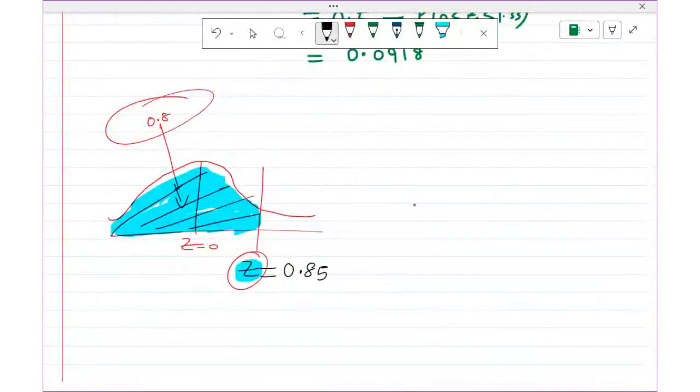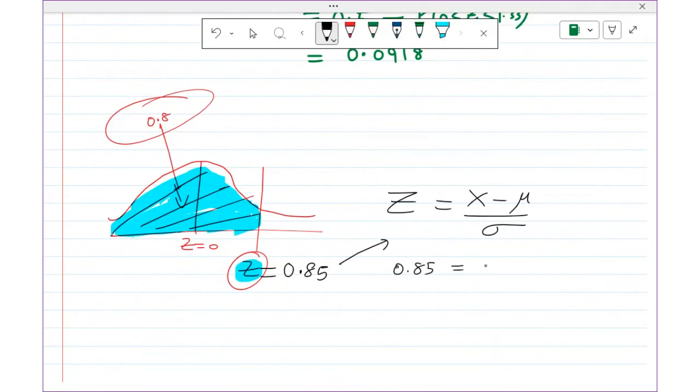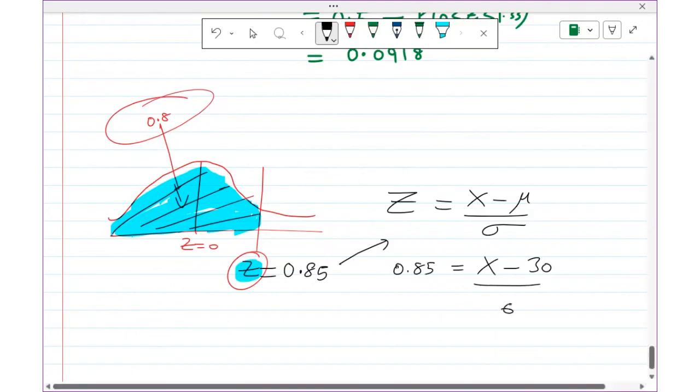Okay, but we have to find the value of x. You know what is the relation between z and x? So z is equal to x minus mu upon sigma. Now z you have found, put here 0.85. X you have to find, and mu is 30 and sigma is 6. So you multiply this here and then find the x value. So x will be 30 plus 6 into 0.85.